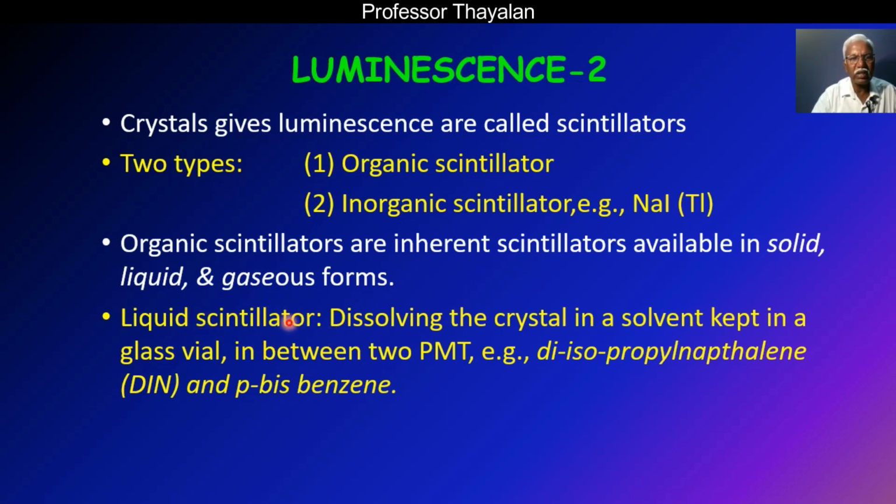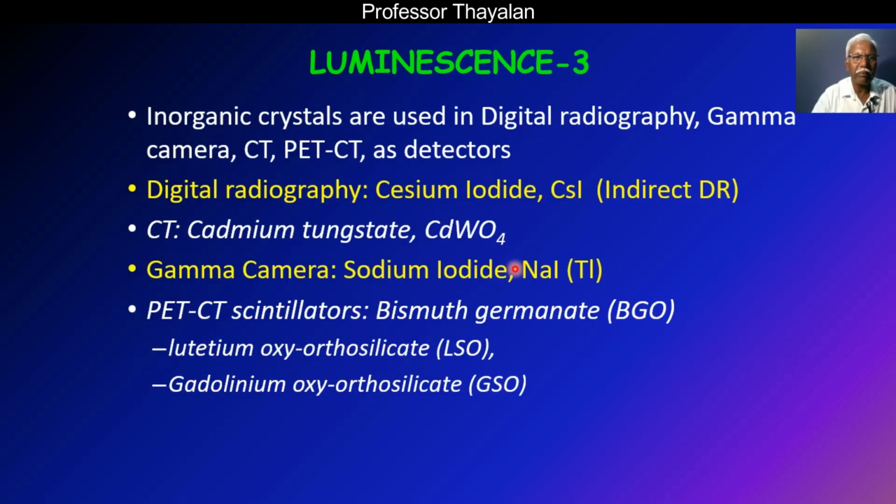How to make a liquid scintillator? You take a crystal, dissolve it in a solvent, and keep it in a glass vial between two PMTs. That means the flashes of light come from both sides, and the PMTs pick up the signals. For example, diisopropyl naphthalene, which we call simply DIN, and P-bis benzene. These are the liquid scintillators used, which have inherent scintillation property.